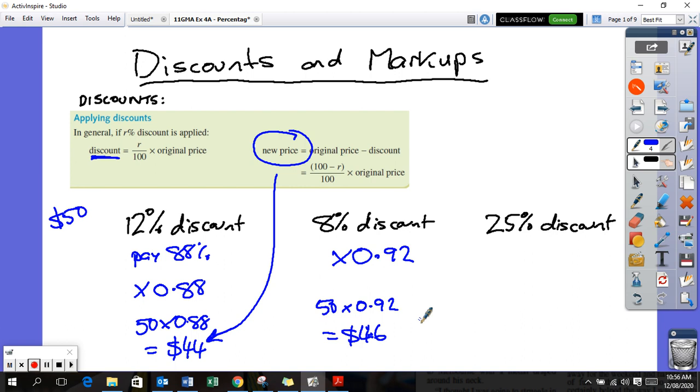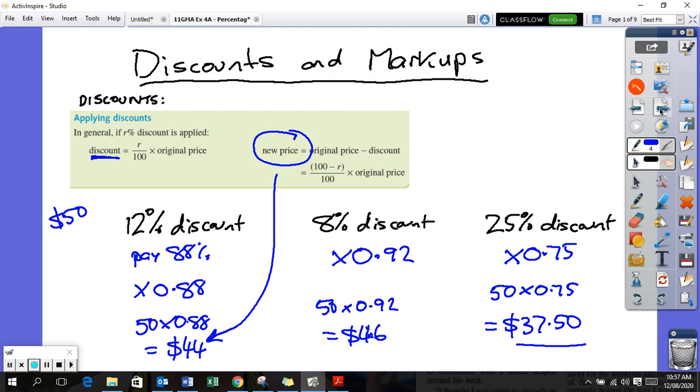So we can work that out. A 25% discount means we pay 75%, so it's times 0.75. We just always go 100 minus this value. 100 minus 25% is 75%. So the $50 item with 25% off is 50 times 0.75, and that equals $37.50. So the discount is 50 minus $37.50, which is $12.50, and the new price is this $37.50.